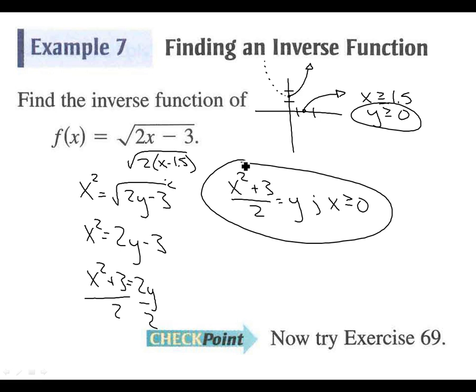Exercise 69. And that's it. Questions, make sure we ask in class.